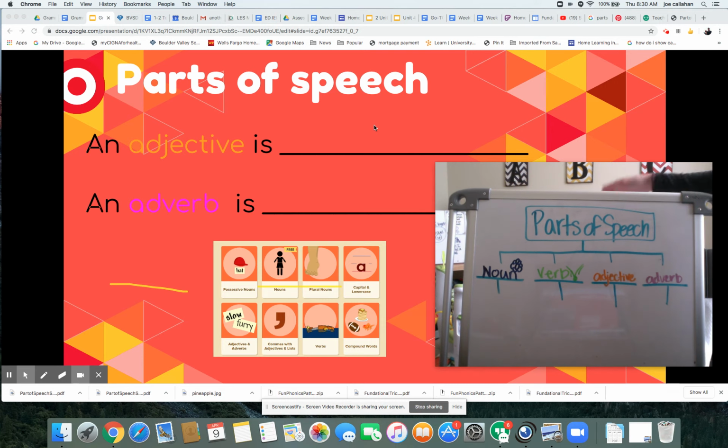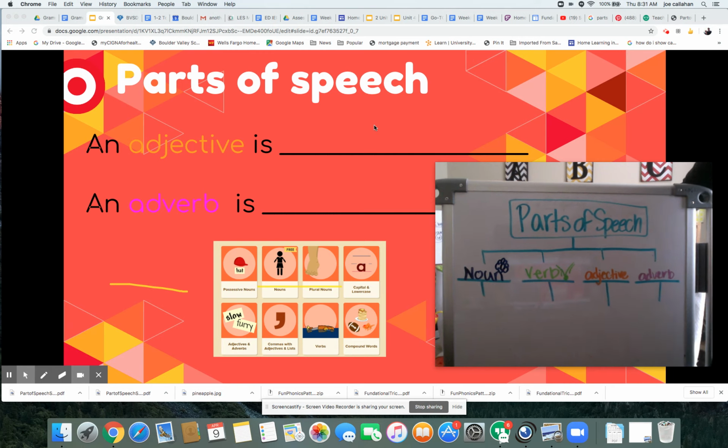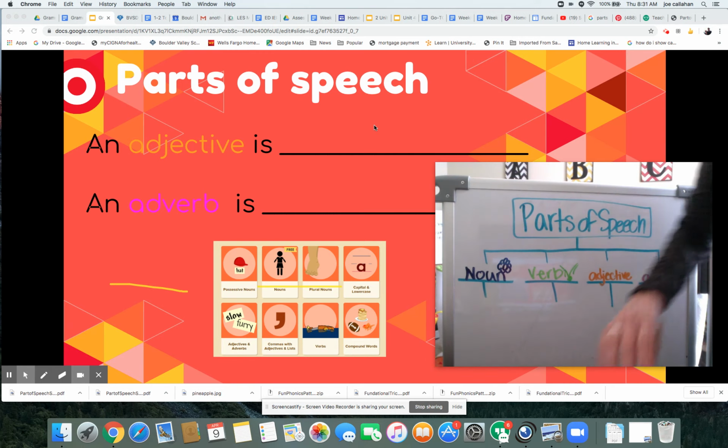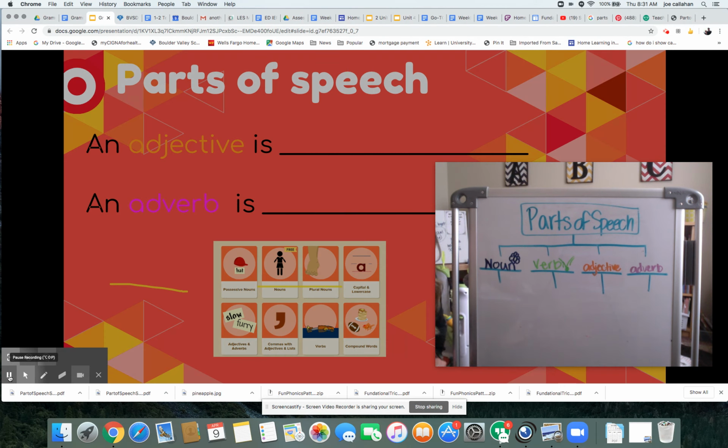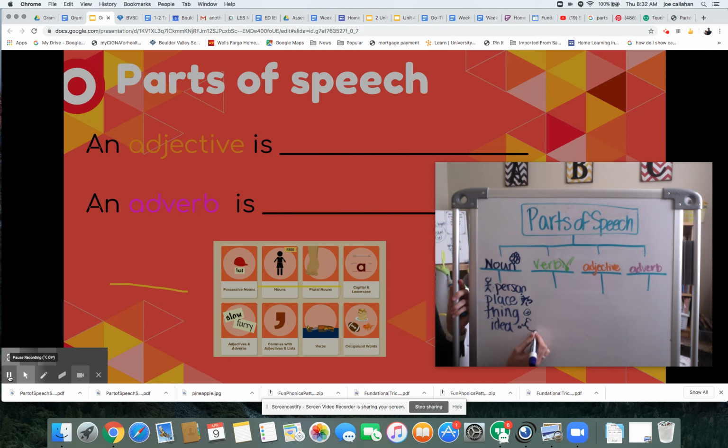What's great about being such a student-led learner is you're going to do this in an order that makes sense to you and works for you. Let's do the first one together. Okay, what is a noun? That's right. A noun is a person, a place, a thing, or an idea. So a noun is a person, a place, a thing, or an idea.